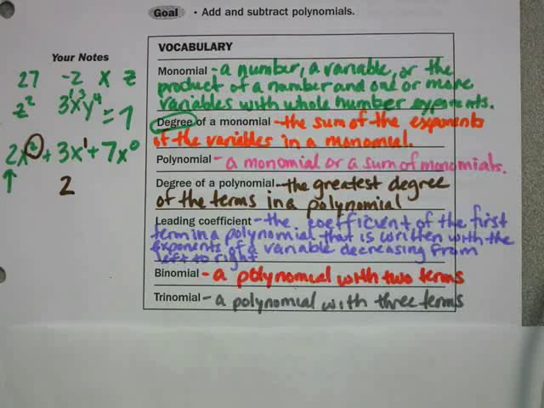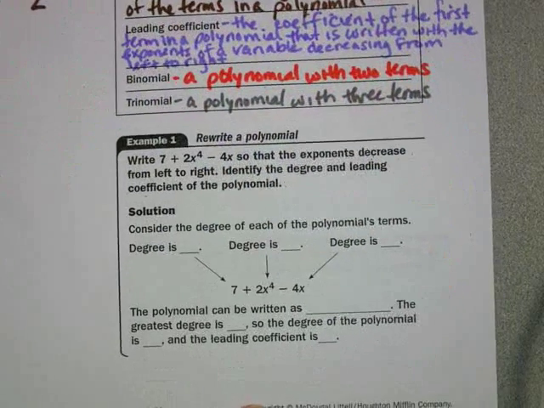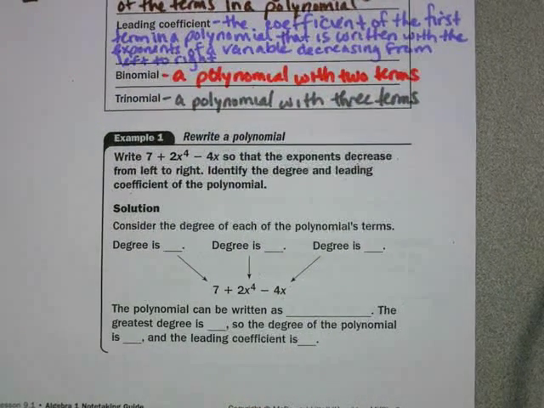All right, so if it seems a little confusing and you're already getting mixed up, no problem, because what are we going to do this whole unit? Keep using these terms over and over to help you understand them. So let's look down here at Example 1. It says rewrite a polynomial.